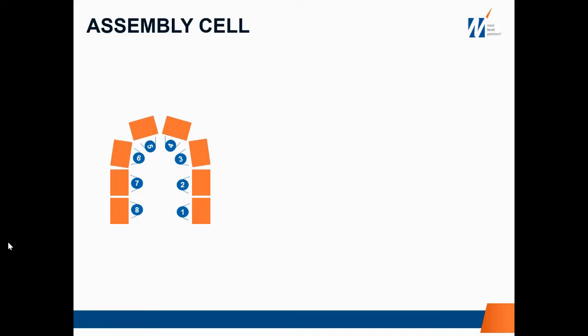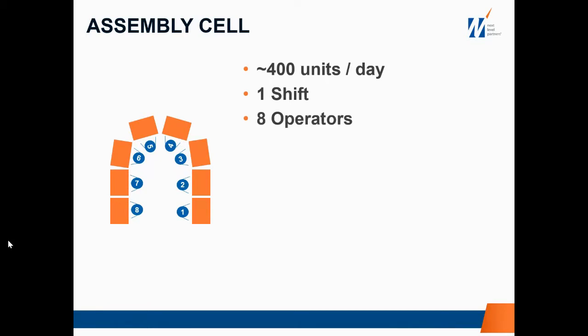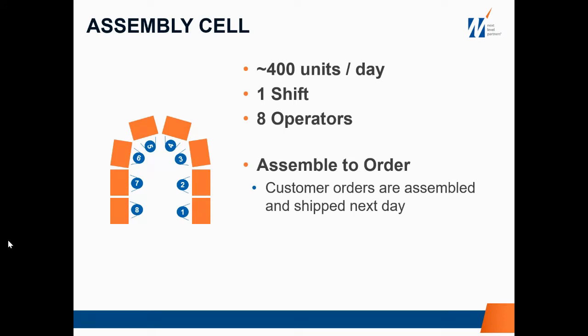So before we get started, a quick introduction to our assembly cell. The average demand is approximately 400 units per day. It's currently operating on one shift, which is 7.5 working hours, and is currently using 8 operators. It's an assemble to order environment where custom orders that come in today all need to be assembled and shipped the following day, meaning the demand can actually change. Even though it averages to 400 units per day, it could range anywhere from 200 to 600 units a day needing to be assembled and shipped.